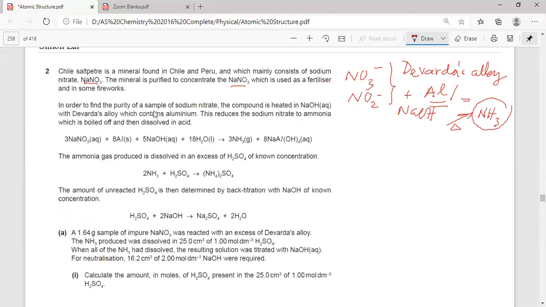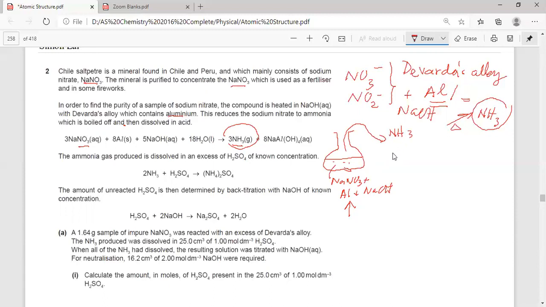So it contains aluminum. This reduces sodium nitrate to ammonia, and the ammonia is boiled off. The ammonia that boils off is then passed into acid and dissolved. Now you can do it like this. Draw a diagram. Here you have all your things mixed up: sodium nitrate plus aluminum plus NaOH reaction, and you boil the filler, sorry. And what comes out here is your ammonia.